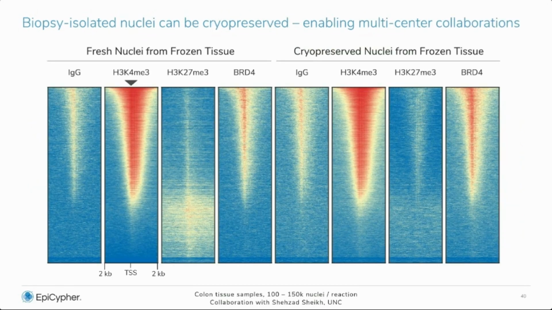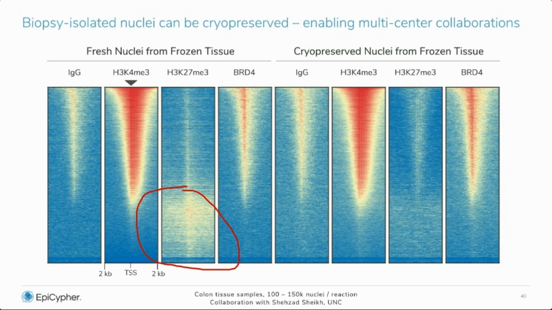And another exciting aspect of this is that, if we isolate nuclei from that frozen tissue, these are genome-wide heat maps looking at the enrichment in red compared to background in blue at transcription start sites. So you see K4 tri is very heavily activated at transcription start sites, and K27 tri shows this oppositional enrichment pattern, which I'll sort of circle here.